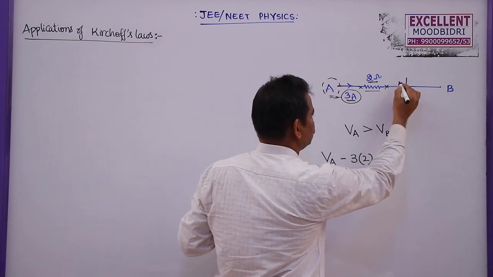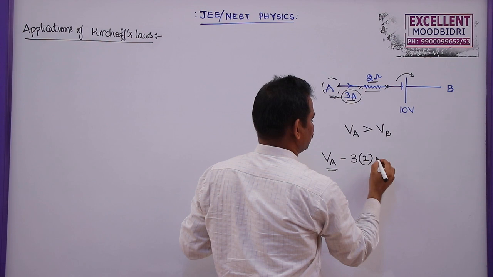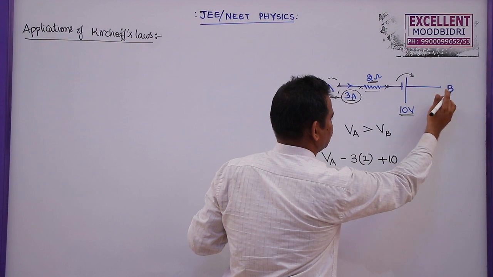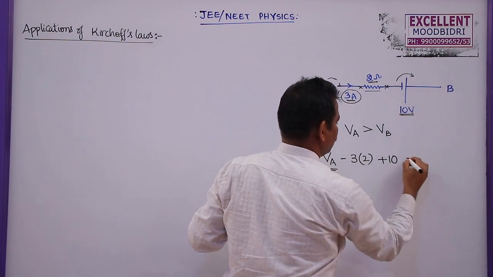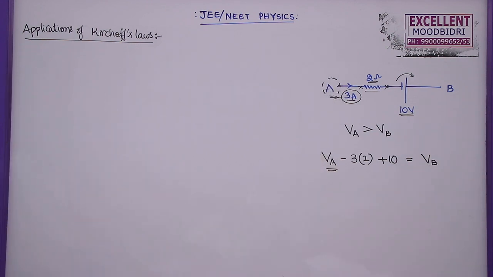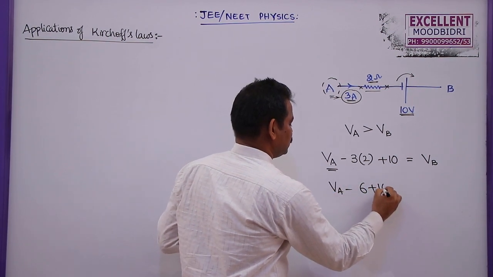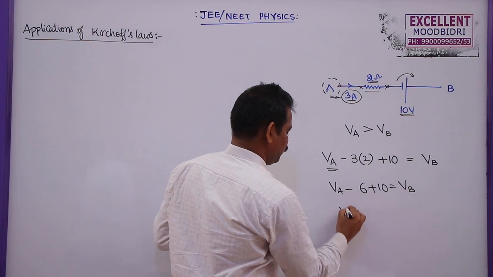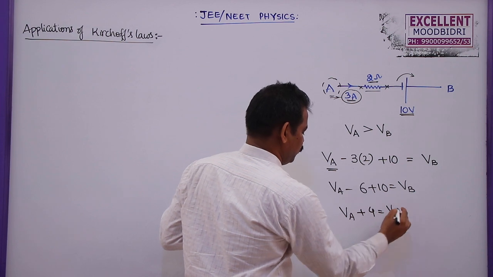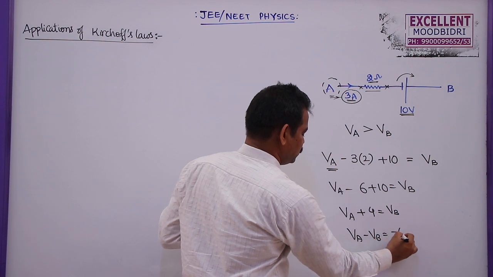Then what is the potential gain here? As the current is moving from negative potential to positive potential, this will be 10 volts. So this is 10 plus this, and in between there are no resistors. This will be equal to VB. VA minus 6 plus 10 is equal to VB. VA plus 10 minus 6 is equal to 4, which is equal to VB. If you bring this one this side, VA minus VB is equal to minus 4.